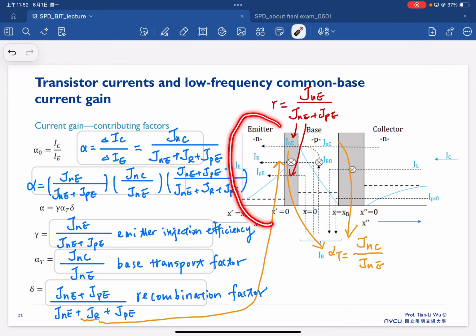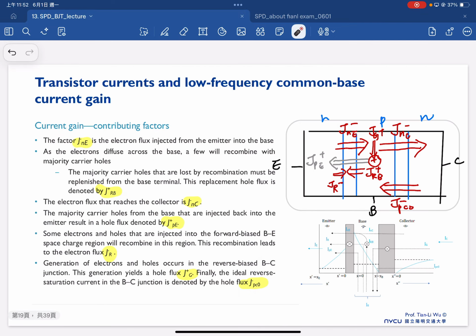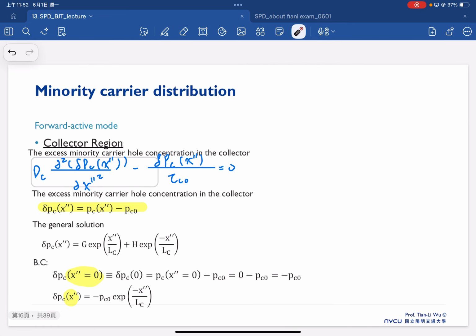We want to have a higher concentration in the emitter. That's how we can get more electrons flowing. And then we want to make the base smaller, because we want to make sure that more electrons can reach the collector.